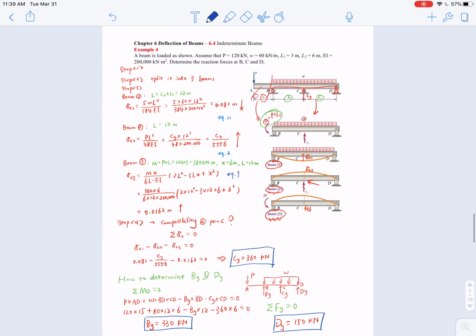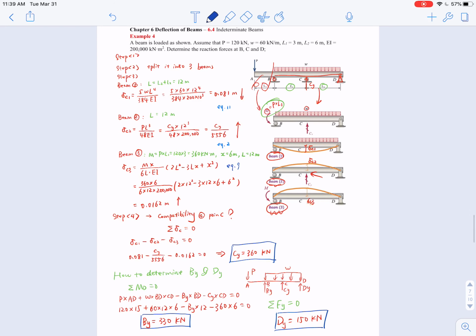To sum up, we just solved all of these reaction forces at B, C, and D, and the result is B here, C here, and D here.